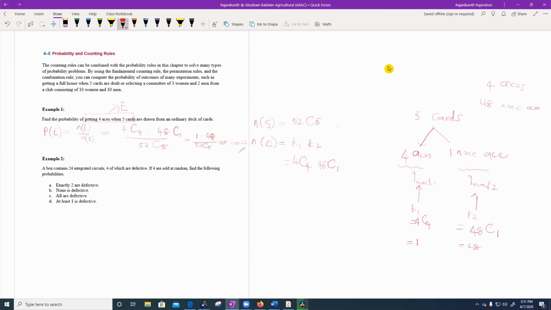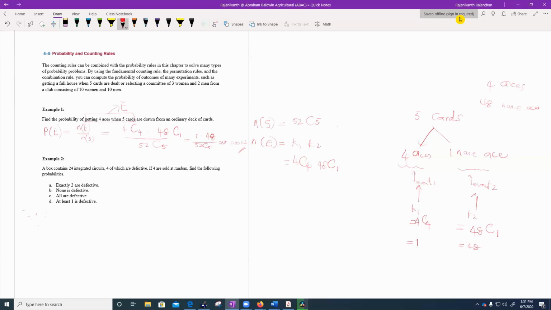Make sure that you understand this whole piece of work. I know this is not going to be easy, but anyway, make sure that you practice this. Okay, now let's move to the second example. A box contains 24 integrated circuits, 4 of which are defective, not good. If 4 are selected at random, find the following probabilities. You have a bunch of probabilities now, so let's find the solutions one by one.